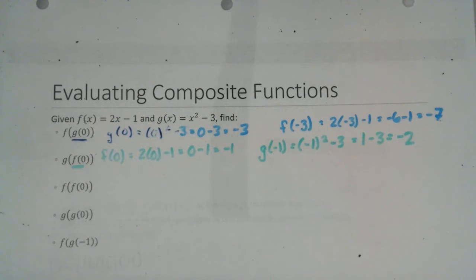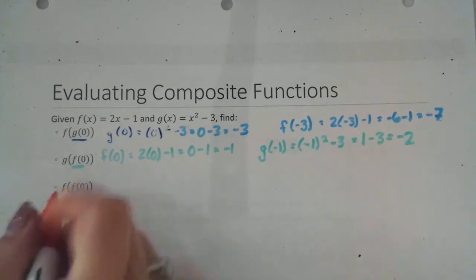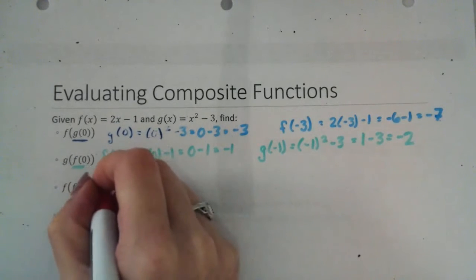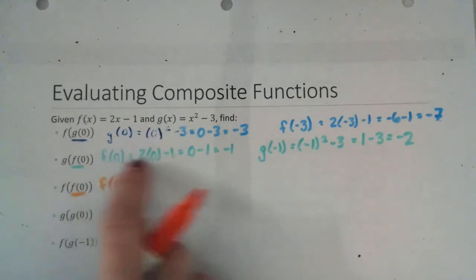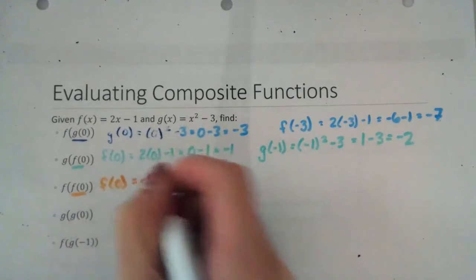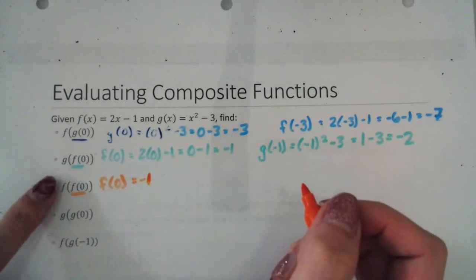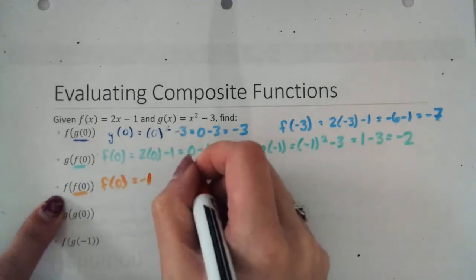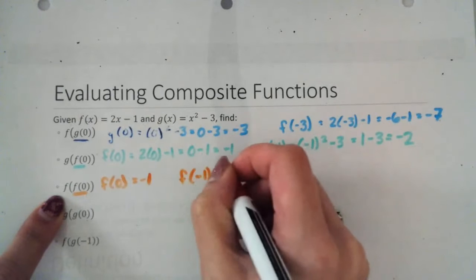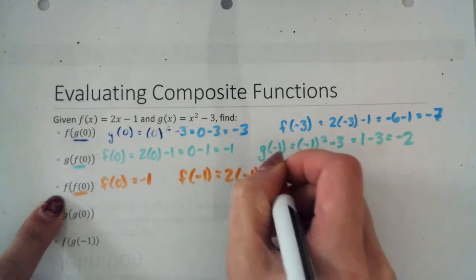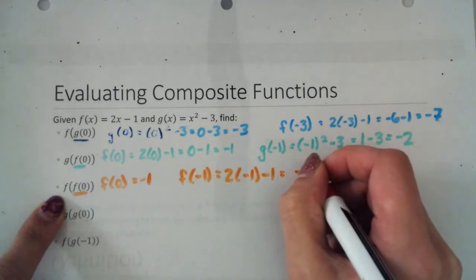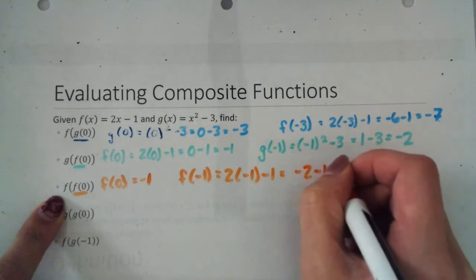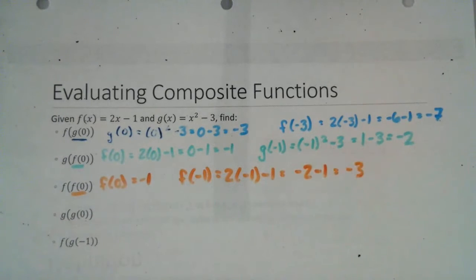Next up, we're looking at f of f of 0. We already found what f of 0 is. F of 0 we said is equal to negative 1. But instead of plugging it into the function g like last time, I'm plugging this into the function f. So f of negative 1 is equal to 2 times negative 1 minus 1, which is negative 2 minus 1, which is a negative 3.